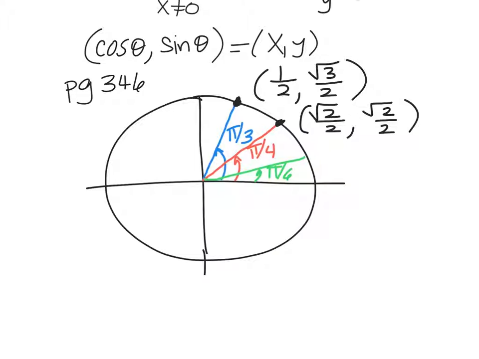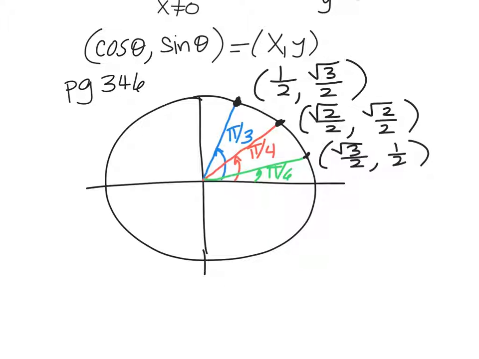Yeah? So for the unit circle, is the radius always 1? Radius is always 1. Yep. And then pi over 6 is just going to be the exact opposite, just these switched up here. Instead of 1/2, rad 3 over 2, it's going to be rad 3 over 2, 1/2. There you go.